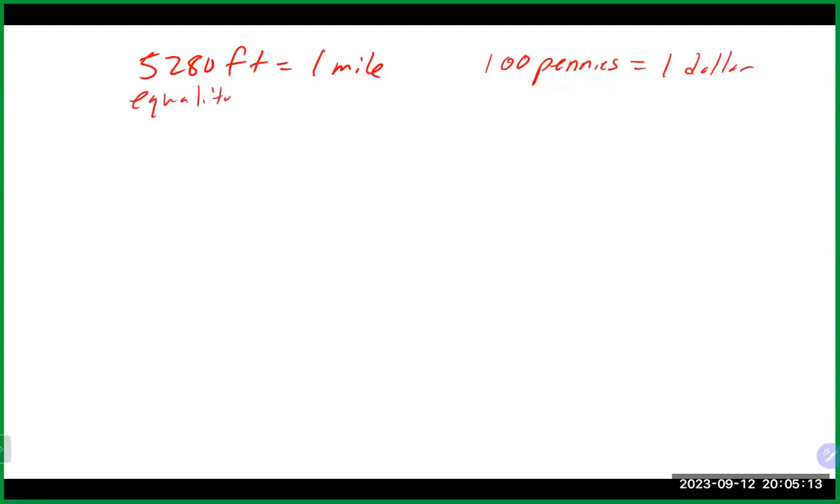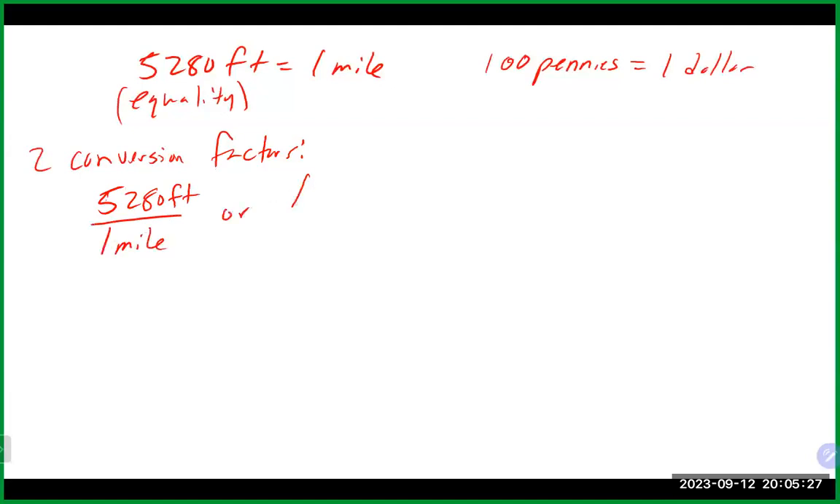Now, let's talk about equalities. Like we got 5,280 feet is equal to 1 mile. That is what is referred to as an equality. And an equality is two things that represent the same amount, but are on different scales, like 100 pennies is equal to $1. And from any equality, we could write two conversion factors. And that is 5,280 feet over 1 mile, or 1 mile over 5,280 feet.